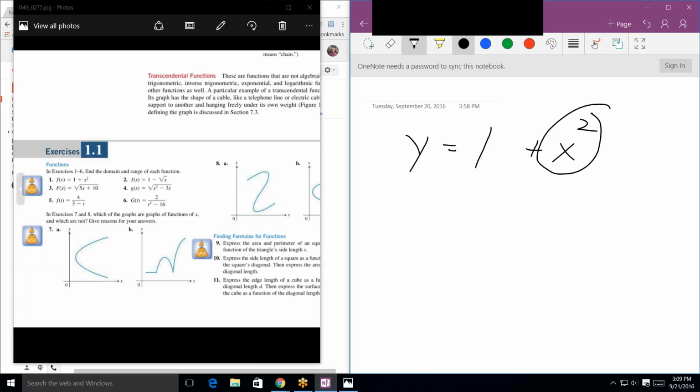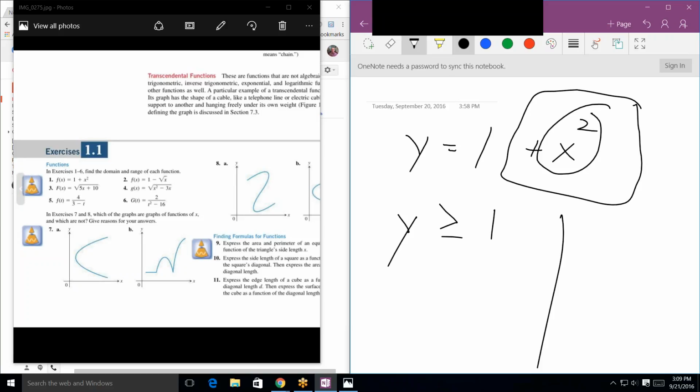When x is negative infinity? No, because remember, if x squared is always positive, we're taking a positive number and adding 1 to it. So what's the least amount that that could be? 0. And then the whole thing can be 1. So y has to be greater than or equal to 1. That's the range. All right. You see why?